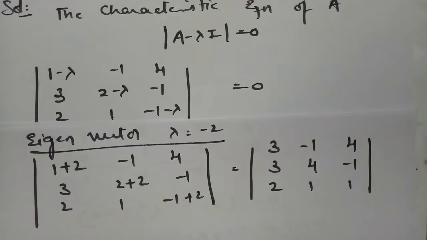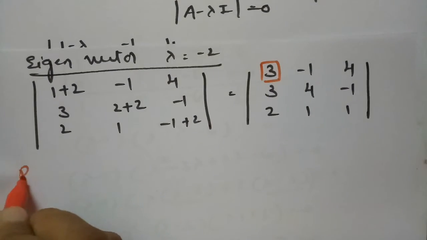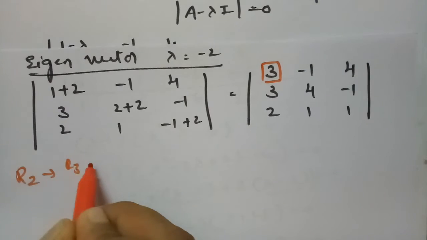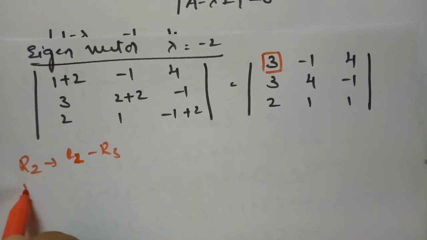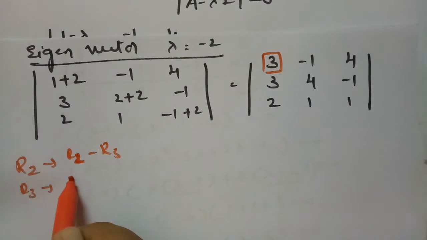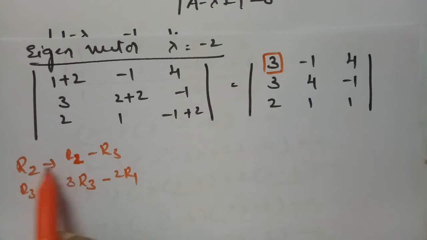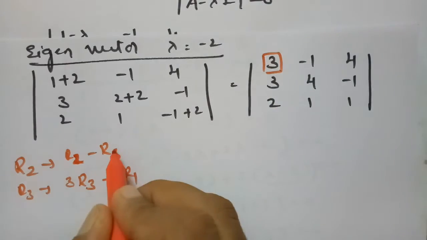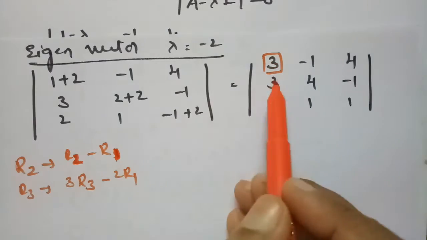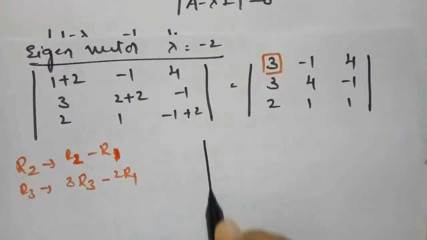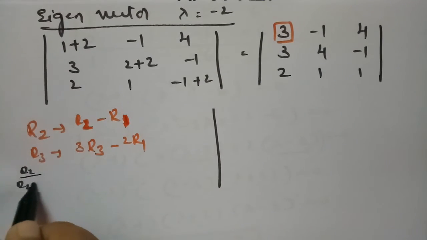Using this, first I am going to use the first diagonal element and make these two entries 0. Then my operation will be R2 is equal to R2 minus R1, and R3 will be 3 R3 minus 2 R1. So this is row 1. If I subtract R1 from R2, I'll get 0 here.